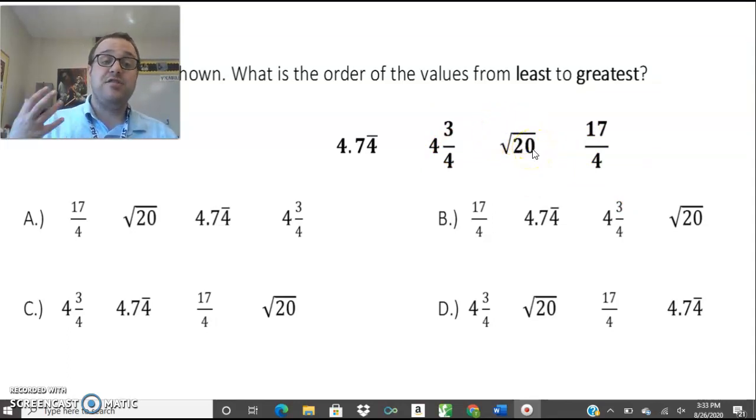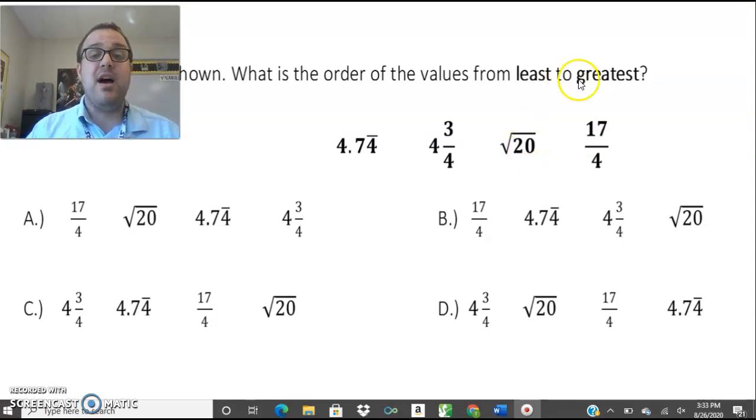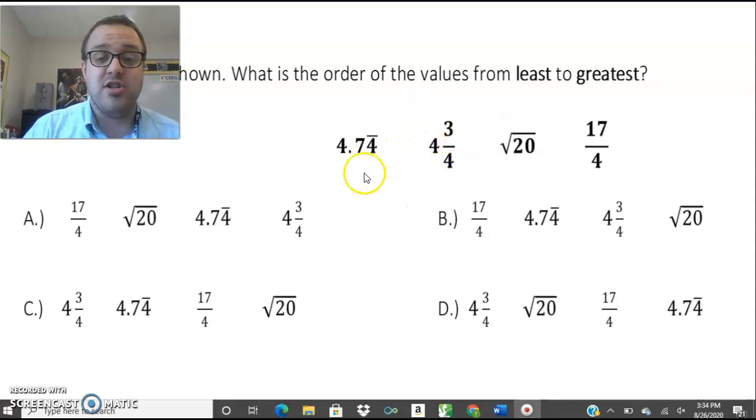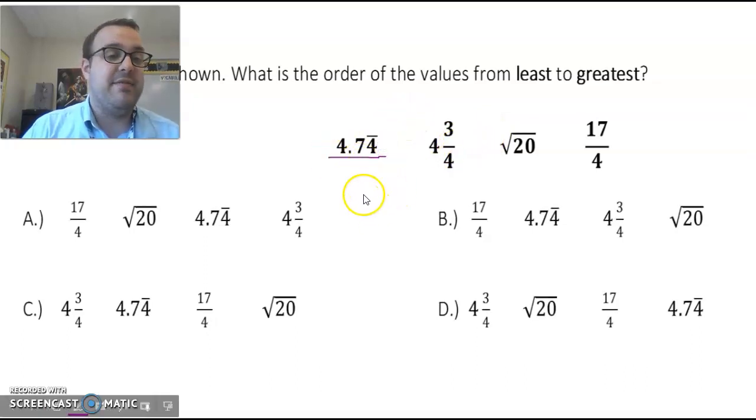So again, the first thing I want to do is turn these into things I can easily compare. And because I have this repeating decimal, because I have a radical here, I'm going to turn them all into approximations. I'm going to turn them all into decimal approximations. This one's already that. I can leave it, okay?